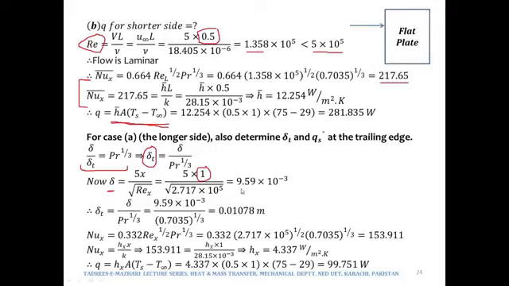So we get the thickness of the hydrodynamic boundary layer as 9.5 exponent minus 3 meters, meaning 9.5 millimeters. By putting in the value of the thickness of the hydrodynamic boundary layer and the Prandtl number in here, we get the thickness of the thermal boundary layer as 0.01078 meters, meaning 10.78 millimeters.